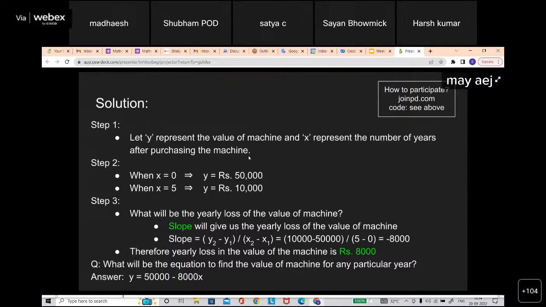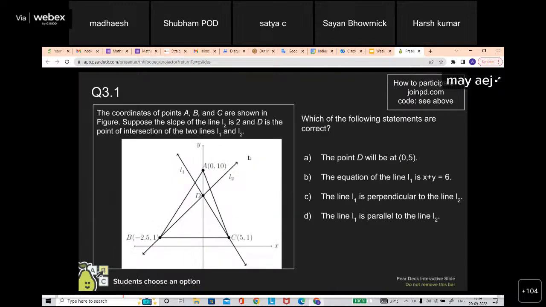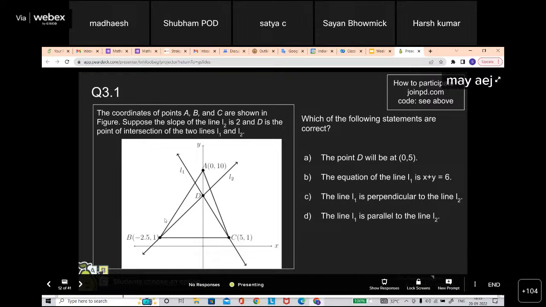The next problem is very interesting. The coordinates of points A, B, and C are shown in the figure here. This is A, this is B, and this is C. A is (0, 10), B is (minus 2.5), and C is (5, 1). Suppose the slope of line L2 is 2. This line is L1 and this line is L2, and the slope of L2 is given as 2. Both lines intersect at point D.